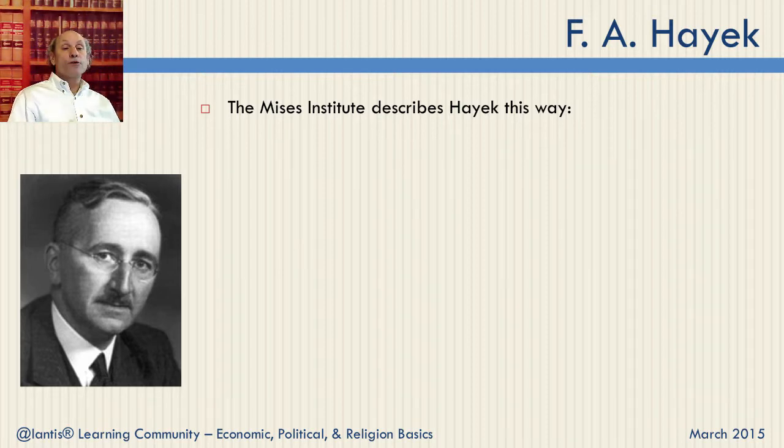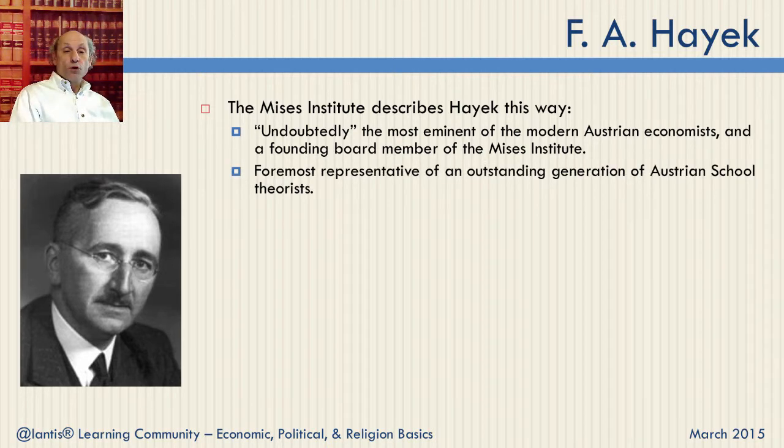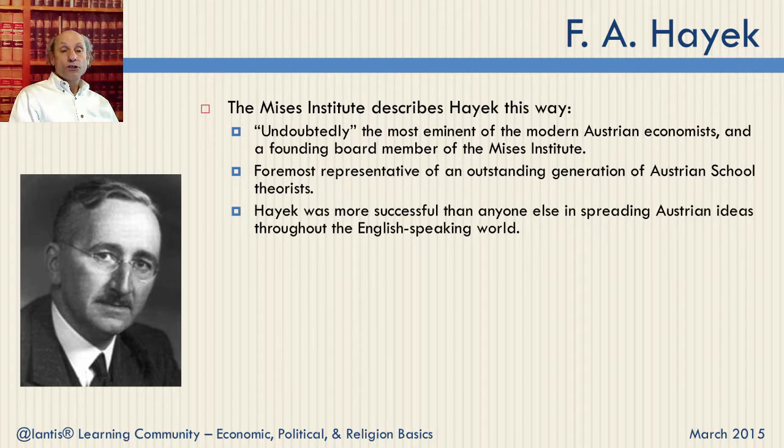When we talk about libertarians, if you go to the Cato Institute or the Mises Institute, you'll see F.A. Hayek as being one of the founders of the free market libertarian small government idea factories. Mises Institute describes Hayek as undoubtedly the most eminent of the modern Austrian economists and a founding board member of the Mises Institute. He's a foremost representative of an outstanding generation of Austrian school theorists. Hayek was more successful than anyone else in spreading Austrian ideas throughout the English-speaking world. So this is how the Mises Institute, the right-wing free market libertarian institute, describes Hayek.